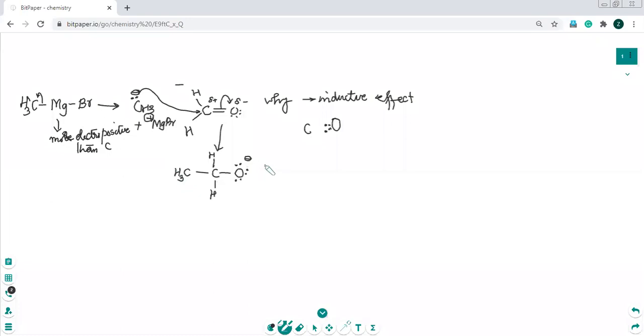And what is the counter ion? The counter ion is MgBr plus. And remember, any ion will have a counter ion. So this is a complex. This complex is soluble in ether.